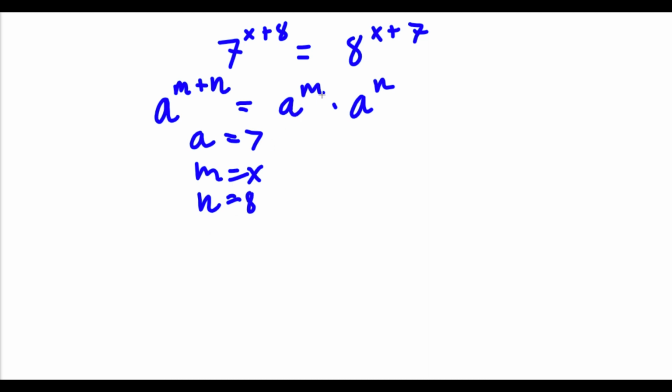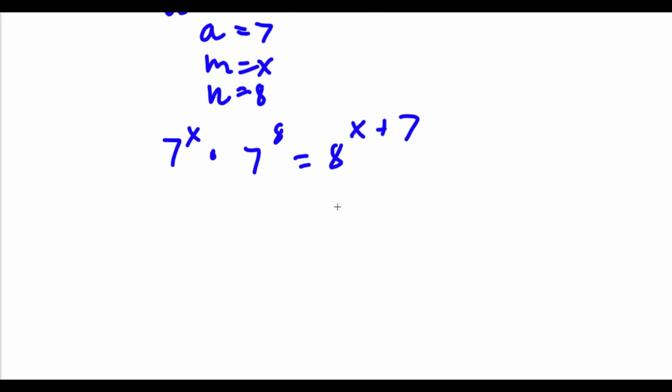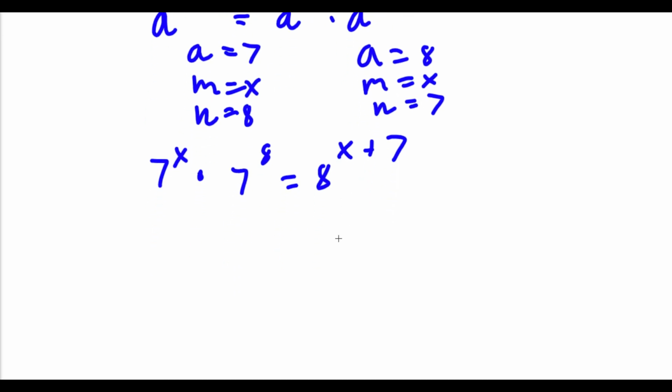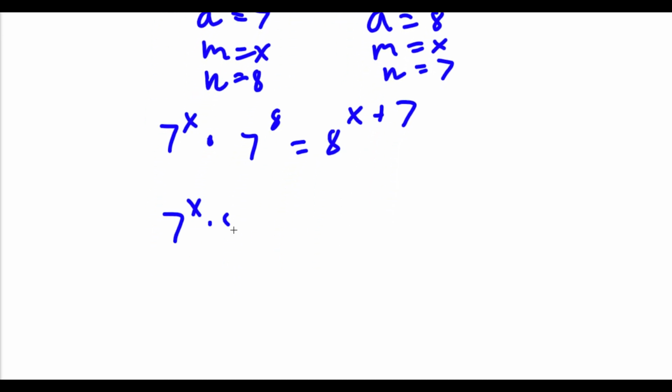So I have a to the power of m, so 7 to the power of x, times a to the power of n, so 7 to the power of 8. And this is equal to 8 to the power of x plus 7. Now I'm going to use this property on 8 to the power of x plus 7. In this case, a is equal to 8, m is equal to x, and n is equal to 7. So now I have 7 to the power of x times 7 to the power of 8 is equal to 8 to the power of x times 8 to the power of 7.